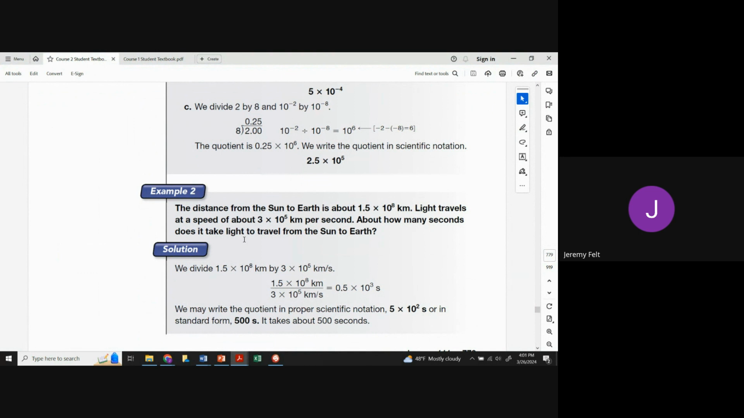All right. Example 2, the distance from the sun to Earth is about 1.5 times 10 to the power of 8 kilometers. Light travels at a speed of about 3 times 10 to the power of 5 kilometers per second. About how many seconds does it take light to travel from the sun to Earth?